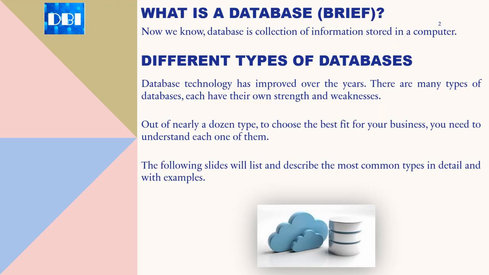What is a database in brief? Now we know, a database is a collection of information stored in a computer. Different types of databases. Database technology has improved over the years. There are many types of databases, each with its own strengths and weaknesses. Out of nearly a dozen types, to choose the best fit for your business, you need to understand each one of them. The following slides will list and describe the most common types in detail and with examples.